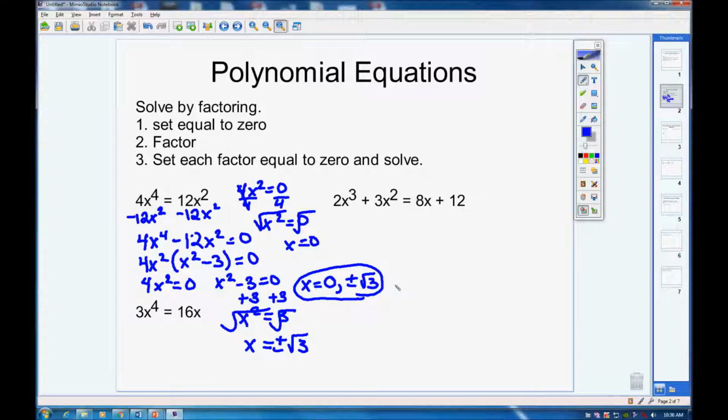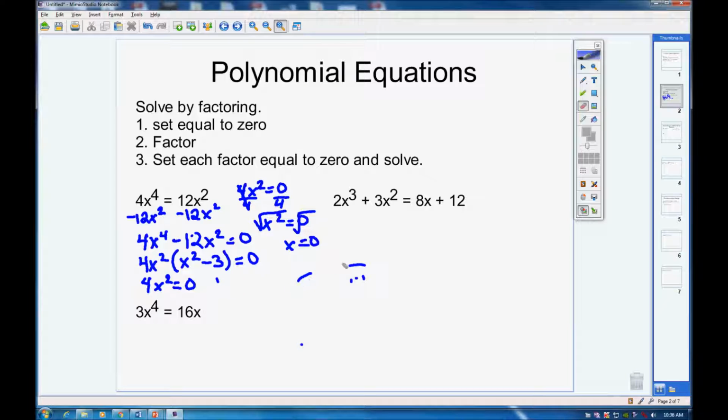Okay, I'm going to erase some of that because I'm not going to have room for this in a moment. So let me get some of that out of the way. Okay. Now I'm going to work on this one down here.